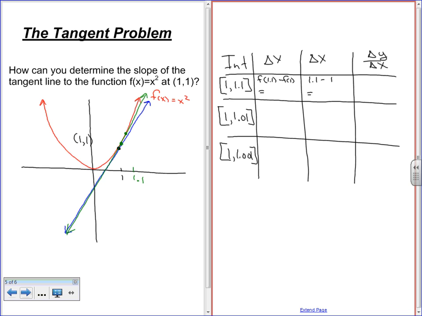Okay, so I've done the calculations for us. This works out to be that, divide them through, get 2.1. This becomes 0.0201.